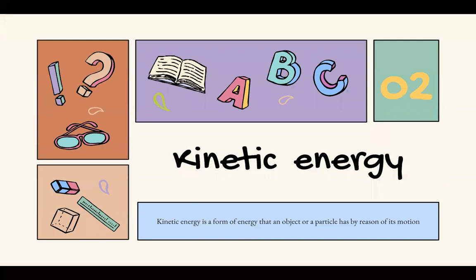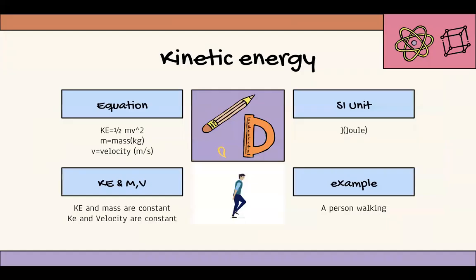Now let's directly talk about kinetic energy. Kinetic energy of an object is the energy that it possesses due to its motion. The equation for finding kinetic energy is half mv squared. M stands for mass in kilograms, and v stands for velocity in meters per second. Its SI unit is the joule, J.